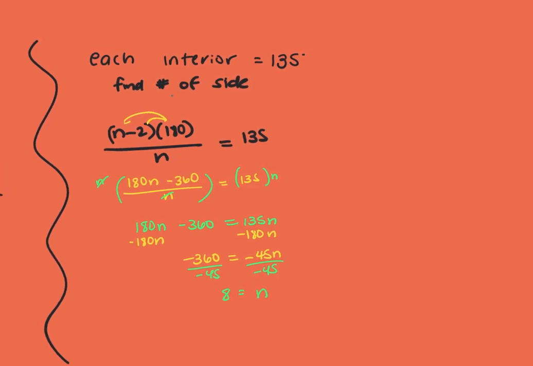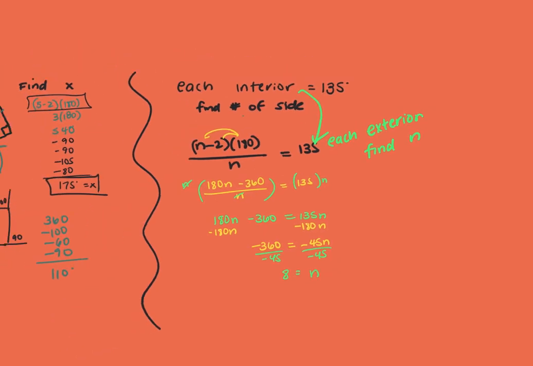So this is if you're given the exterior. This is each exterior. And you're trying to find n, you're going to work backwards. So you're going to set your equation equal to what they give you, distribute the 180, multiply n on both sides, subtract the 180n, which is going to end up being negative, but the 360 is also negative. So when you divide, it goes back positive again.